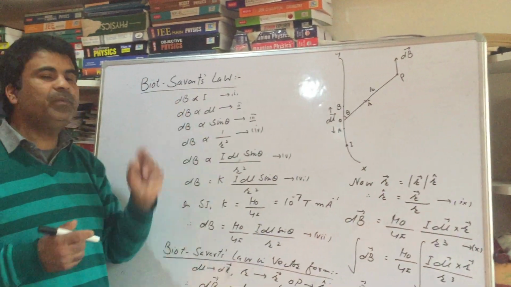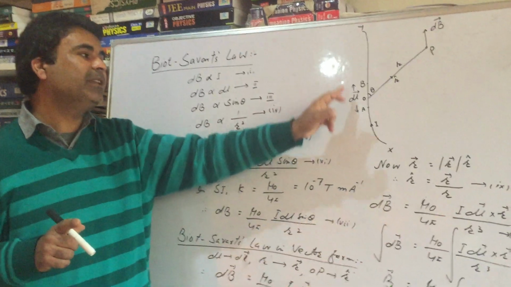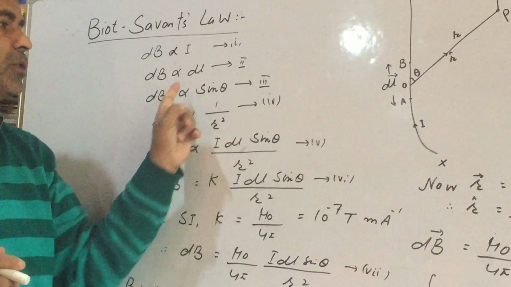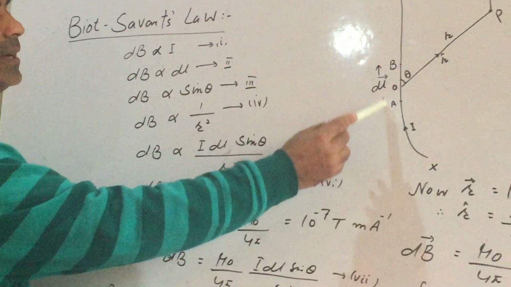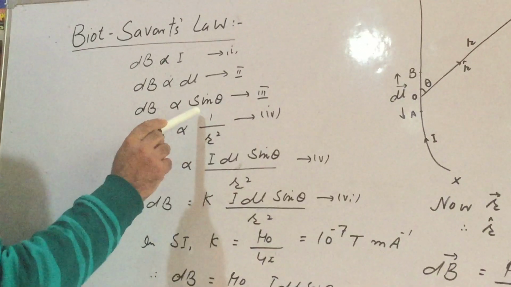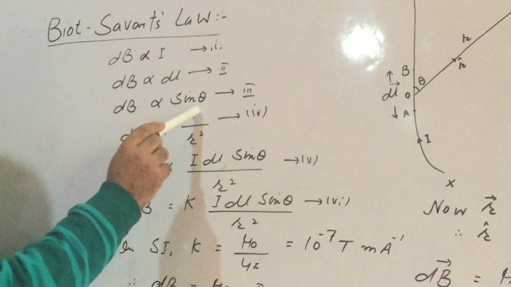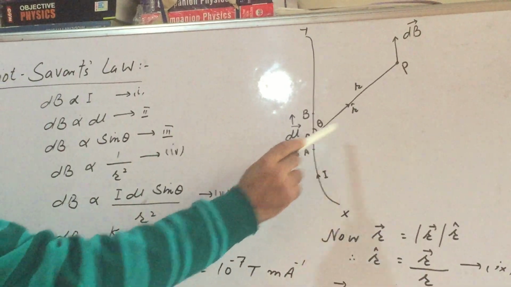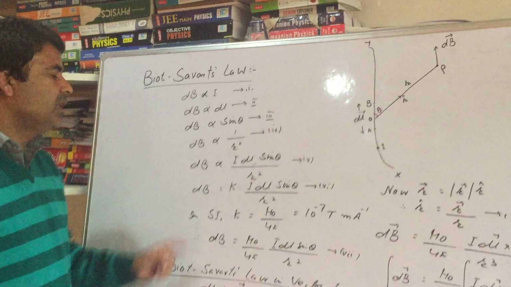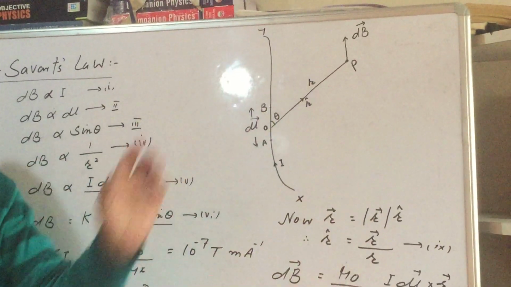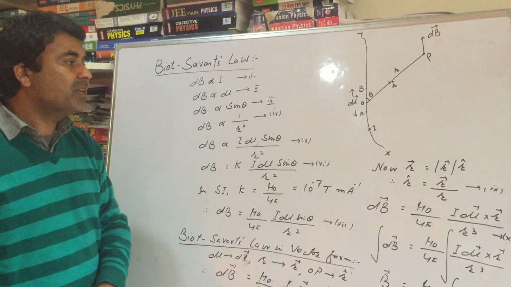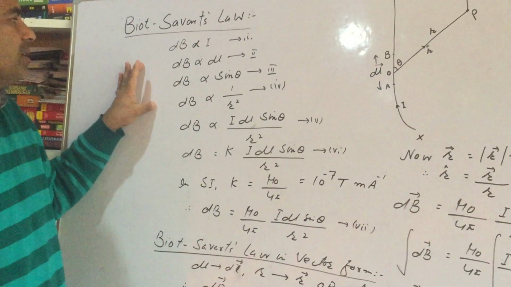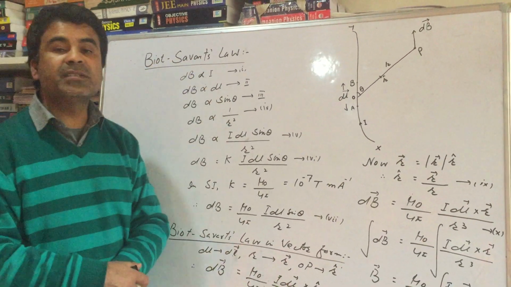So we can say dB, the small magnetic field produced by the small current element, is directly proportional to I. This dB is directly proportional to dl, where dl is the length of element AB. dB is directly proportional to sine of theta, where theta is the angle between the direction of the current element and the line joining the center of the element and the point of observation. And this dB is inversely proportional to the square of the distance from the center of the element to the point of observation. Well, these four points are commonly known as Biot-Savart's law.